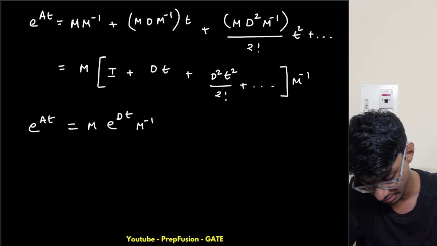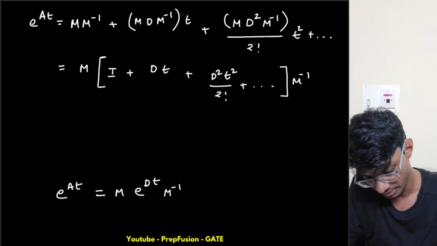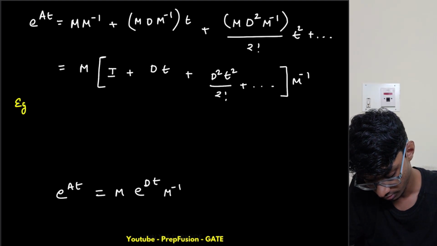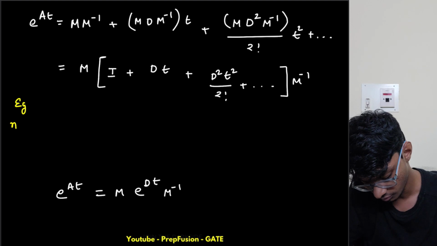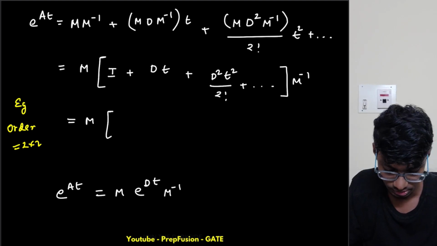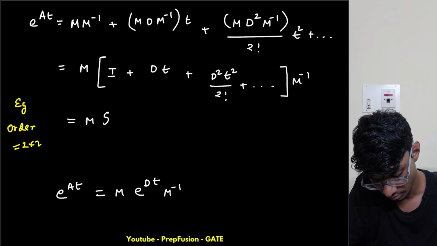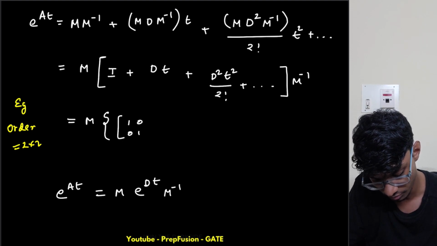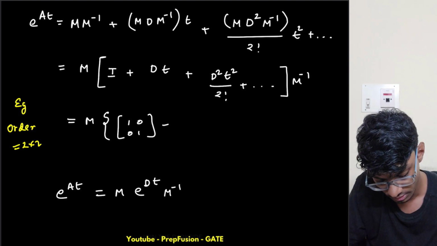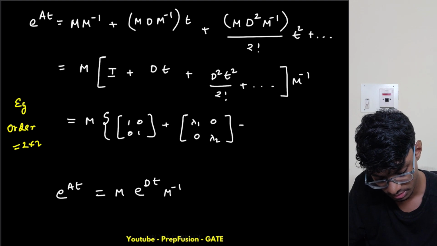Let me expand this, and from there you will understand. Let me say, for example, I have a 2 cross 2 matrix, n equals 2, or the order is 2 cross 2. So what will this expand to? This is M. Now this is I only. Let me write the whole matrix format itself. This is 1 0 0 1. Everything will be in 2 cross 2 format. Now this will be D only. So what is D? Lambda 1, 0, this is 0 only, and this is lambda 2, and this is times t.